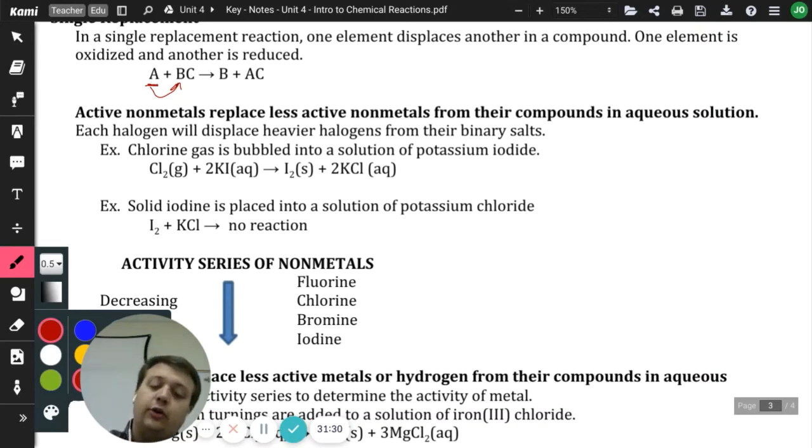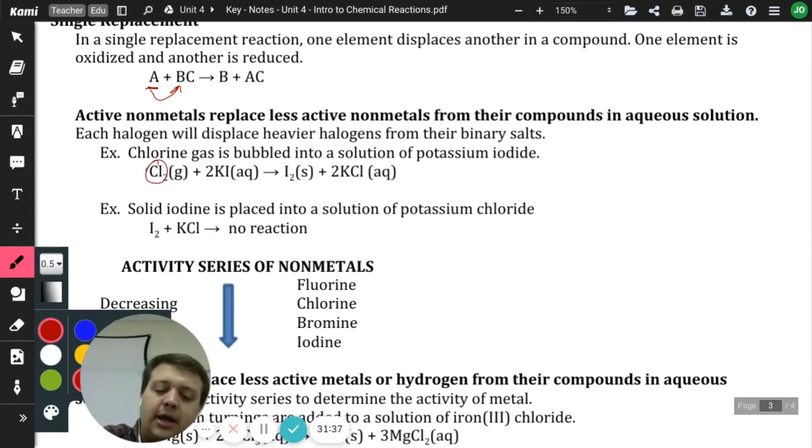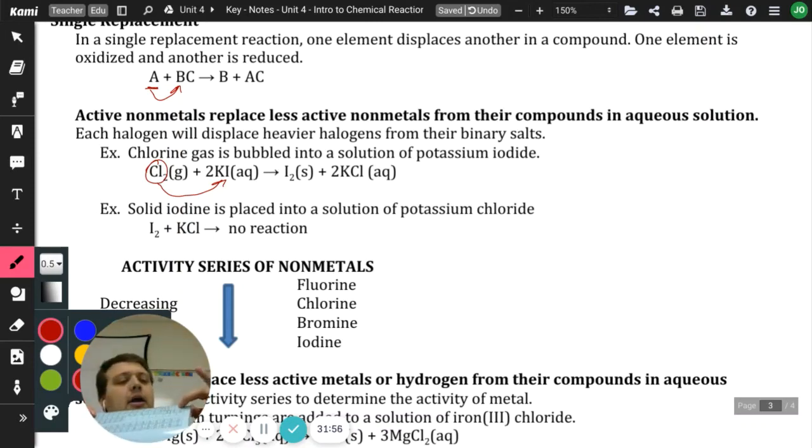So here I took chlorine gas. It's bubbled into a solution with potassium iodide. So I'm taking my chlorine, which is a nonmetal, and it's trying to replace my iodine, which is a nonmetal. The chlorine should not be trying to replace the potassium. Why? Because one is a metal, one is a nonmetal. So I need to look at my activity series. I have chlorine right here. I have iodine down here. Is chlorine higher on the activity series than iodine? Yes, it is. As a result, it can replace it. And so that's what we see happen. We've got our potassium bonding with our chlorine right here, and then the iodine is out by itself now. Remember, iodine is a diatomic, so you do need to remember to put that 2 on there.